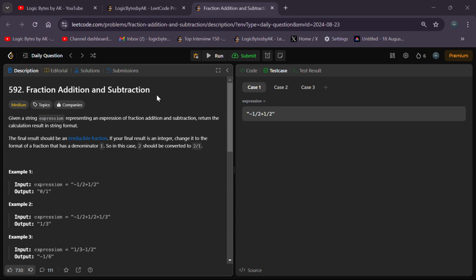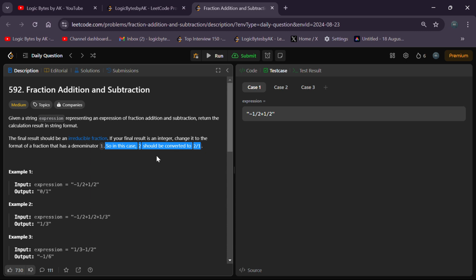Today we are checking out our problem of the day in LeetCode. The question is fraction addition and subtraction. Given a string expression representing an expression of fraction addition and subtraction, return the calculation result in string format. The final result should be an irreducible fraction. If your final result is an integer, change it into the format of a fraction that has denominator 1. So in this case, 2 should be converted to 2 by 1.